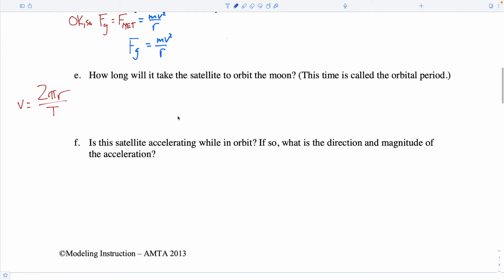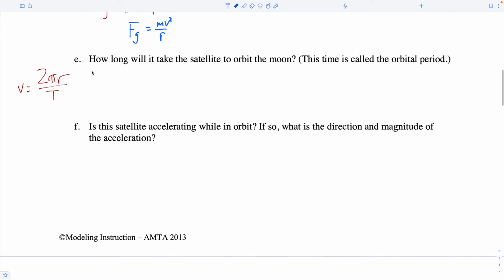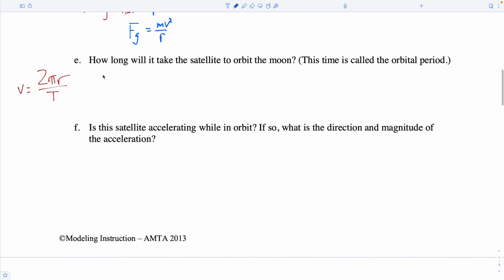All right. Here we go. 1e, how long will it take the satellite to orbit its moon? And this is called the orbital period. This is definitely one we would go over in class a little bit, because you have this equation on your equation sheet, but it's not written in this way. So we would have needed to talk about it a little bit.